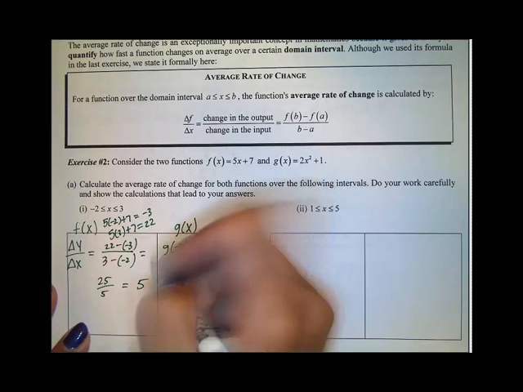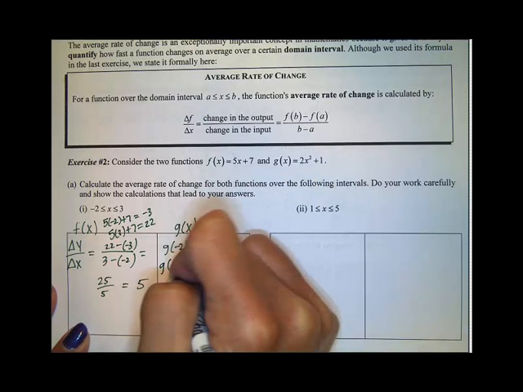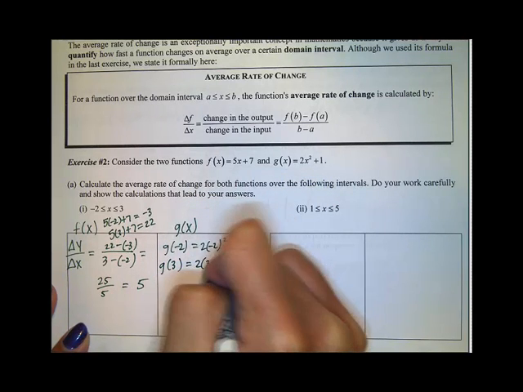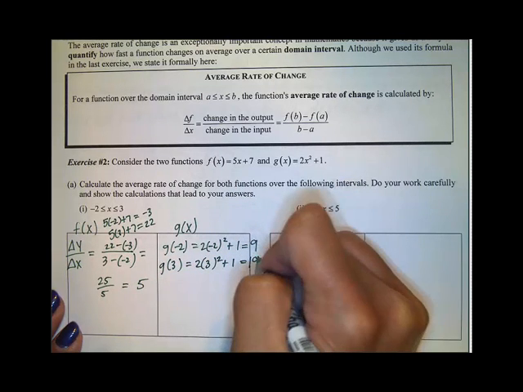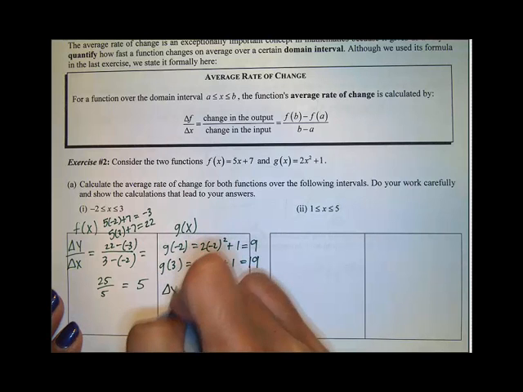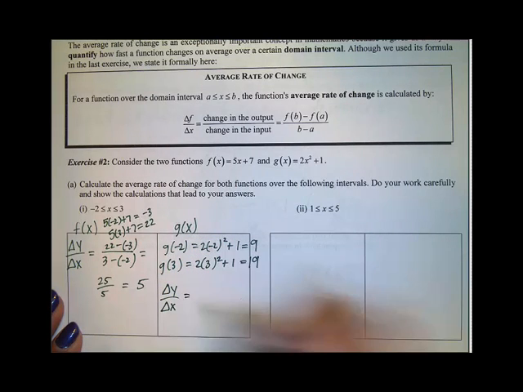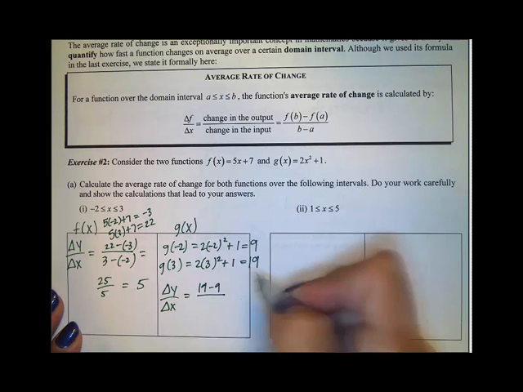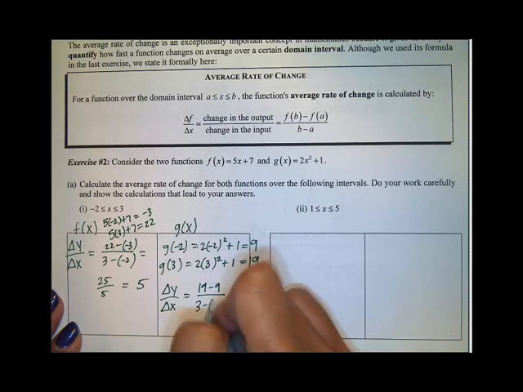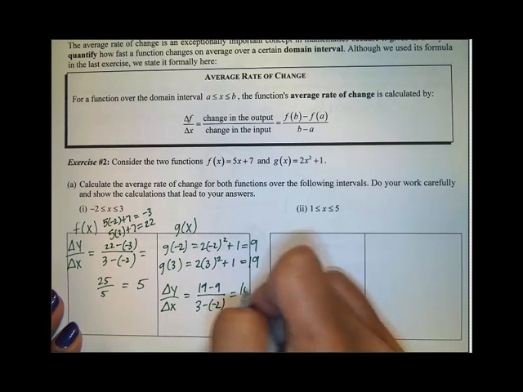And then we have g of 3, which is 2 times 3 squared plus 1, which is 19. And then we'll do change in y over change in x. So change in y is 19 minus 9. Change in x is 3 minus negative 2. So we have 10 over 5, which is 2.